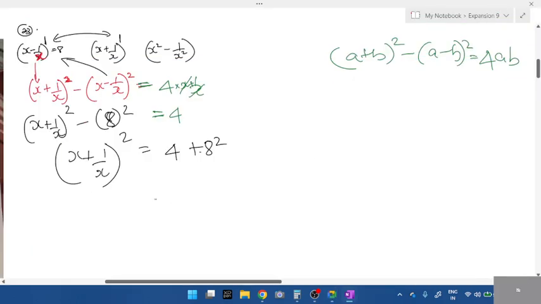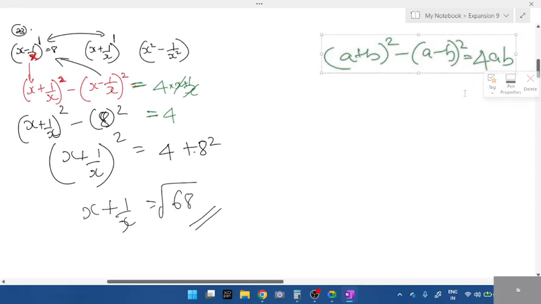Yes. Tell me, Lima. What is the value 4 plus 64? What is 4 plus 64? So let me write 68. I just need x plus 1 by x. The square goes to the other side and becomes root 68. This is the answer. Here, for the first one, you understood how to solve.